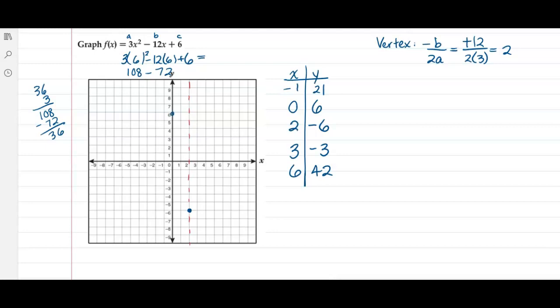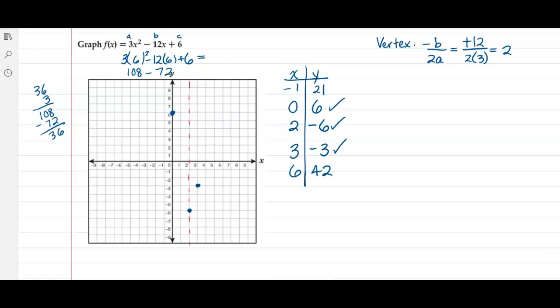0, 6 is my y-intercept. That's helpful. 2, -6 we already have, that's our vertex. 3, -3 is right here. And then I have 2 points that I didn't choose very wisely.